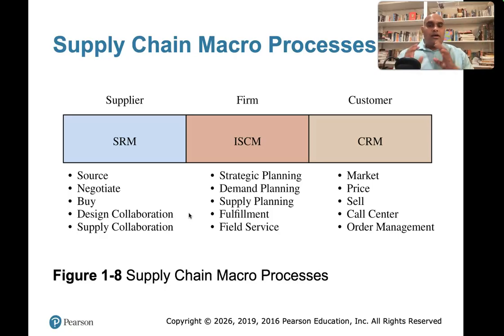And finally, within the firm itself, if there are multiple stages within the firm, different stages also have to talk to each other. And remember, all of this that you see here on the slide are information exchange processes. So strategic planning, demand planning, fulfillment, field service, these are all information exchange processes, right? And these are all the macro processes within the supply chain.